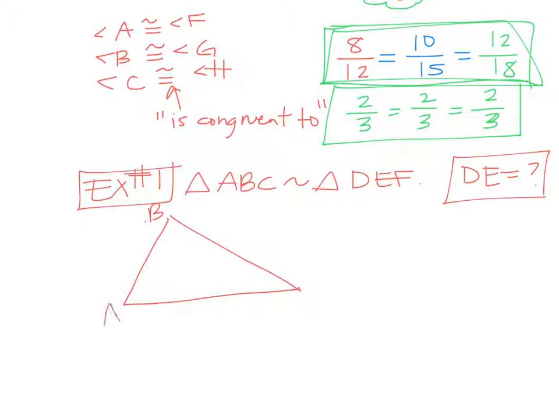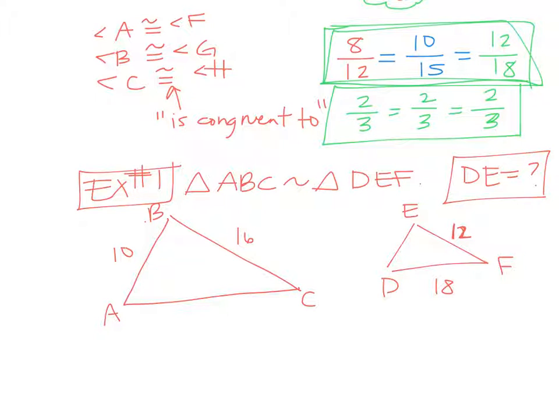And it's important where your letters go because that's how you know what matches up. So 10 and 16. And then this one is 18. This is D, E, and F. And this is 12.